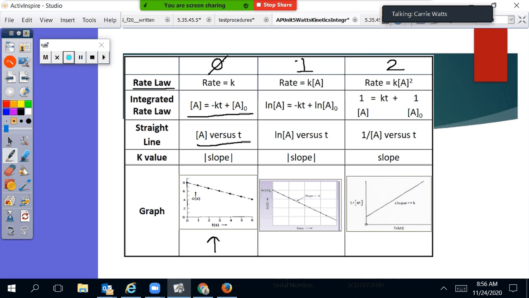Now, if you look at order 1, you know rate equals K times A. Here is your integrated equation. It's the same as the zero order, except you have to take the natural log of the concentration. When you plot to get a straight line, you do the natural log of A on the y-axis versus T, and the K value, again, is the absolute value of the slope.